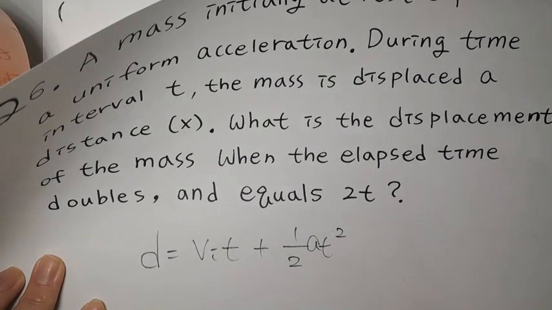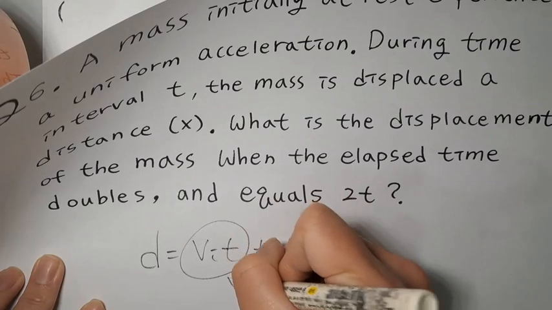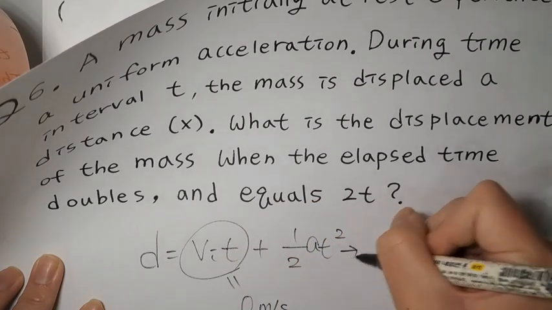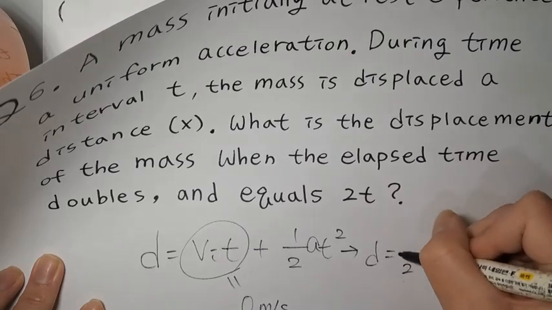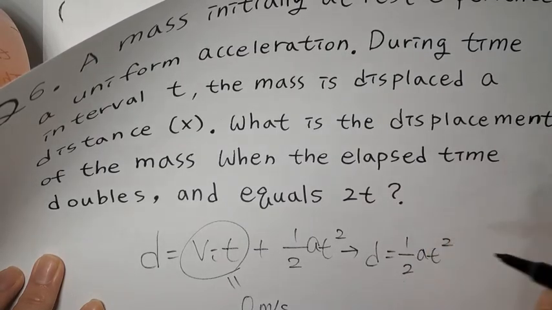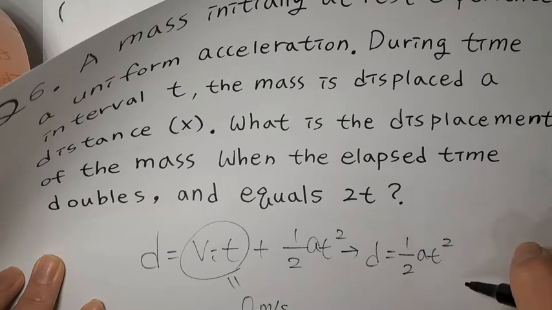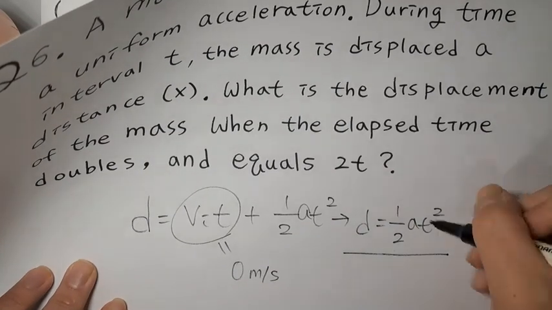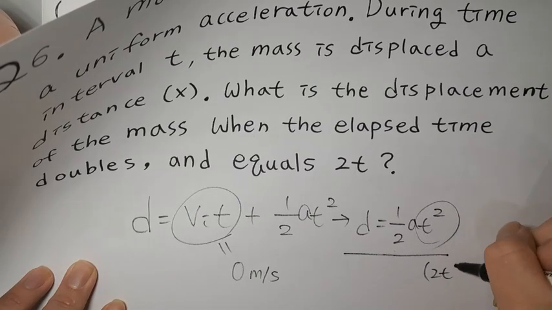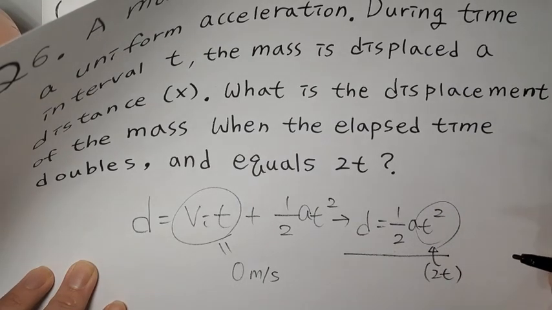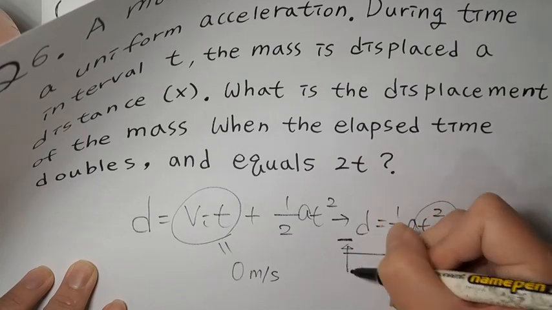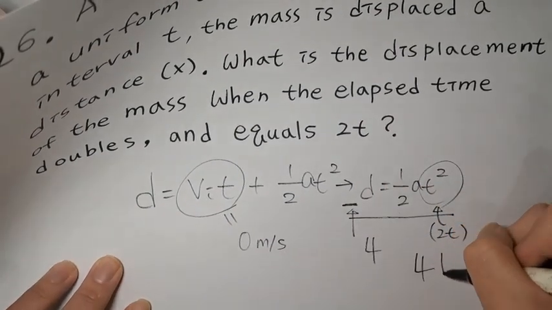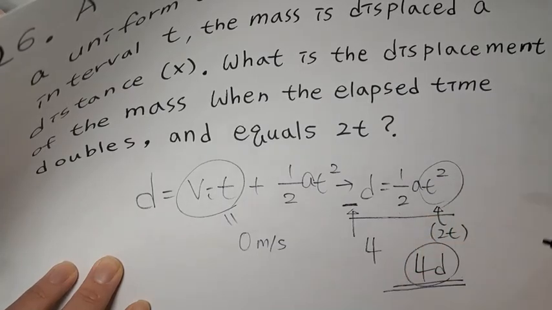So the initial velocity is 0 meters per second, and the distance is going to be this, and we are applying 2t to this, then this is going to be 4. So 4d is going to be the answer.